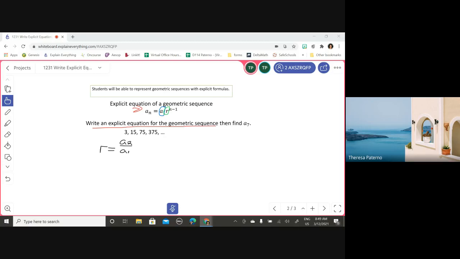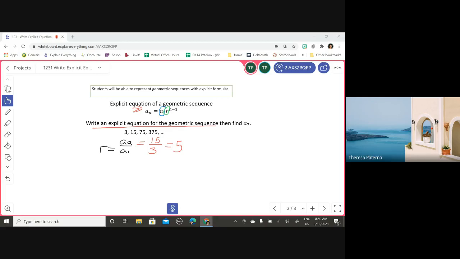But if you're ever stuck where it's not easy to figure that out, we're just going to take our second term, which in this case is 15, and divide by our first term, which is 3. So 15 divided by 3 is 5. Our common ratio is 5. 3 times 5 is 15. 15 times 5 is 75. 75 times 5 is 375. So that's what a geometric sequence is. For each new term in the sequence, you're multiplying by a constant number, which we call the common ratio. So our common ratio is 5.